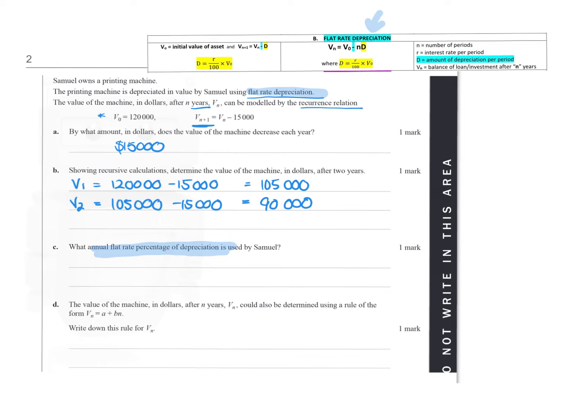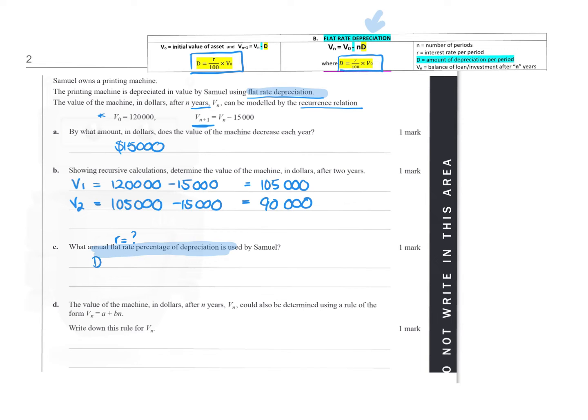So when they ask what's the annual flat rate, what they're actually looking for is we've called our percentage rate R. So if you look up here, can you see in our formula for the D value, up here, we've got R in there. Now we know what that D is. What are they subtracting every year?